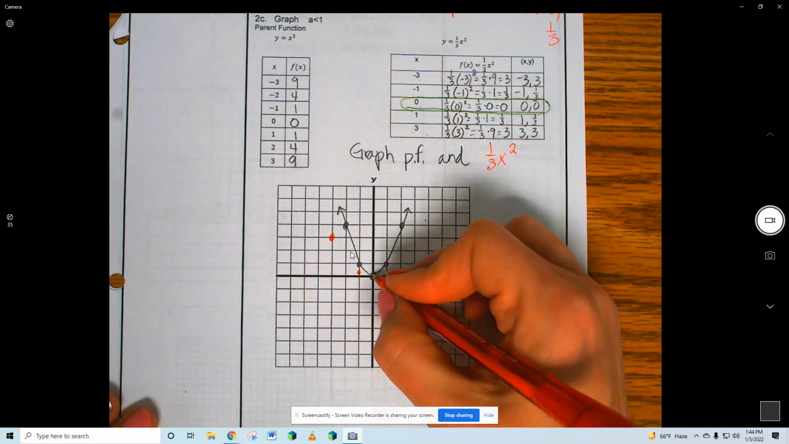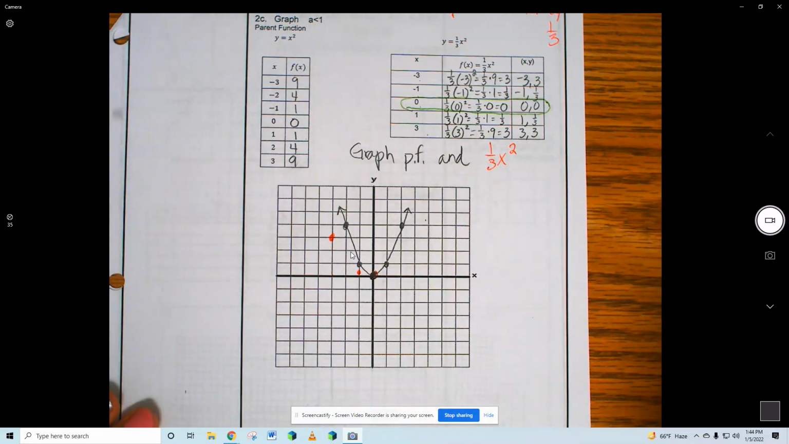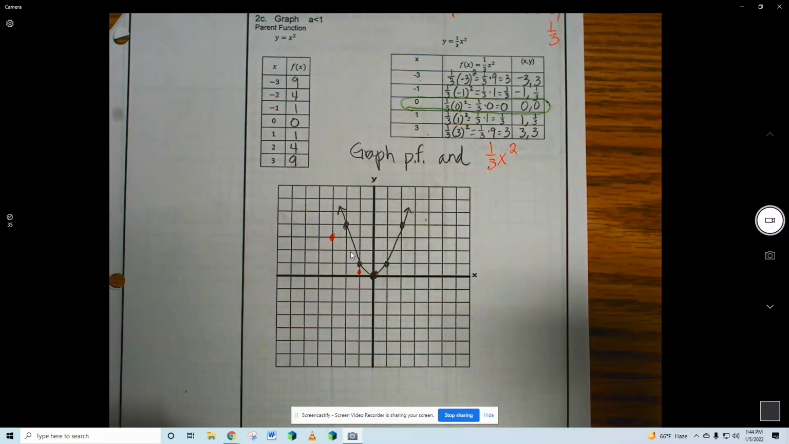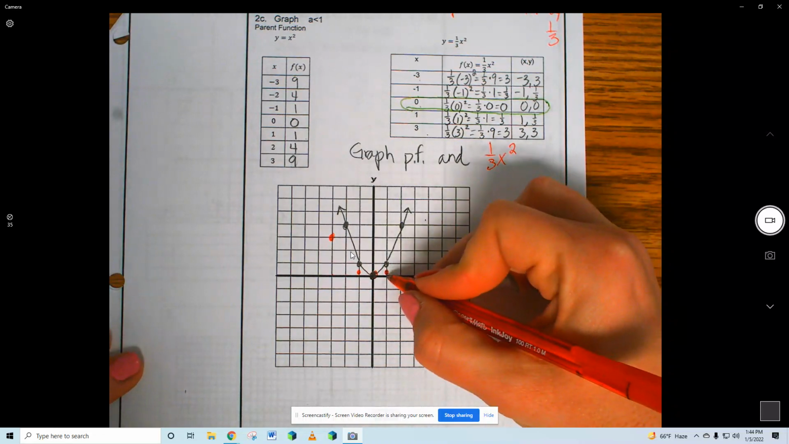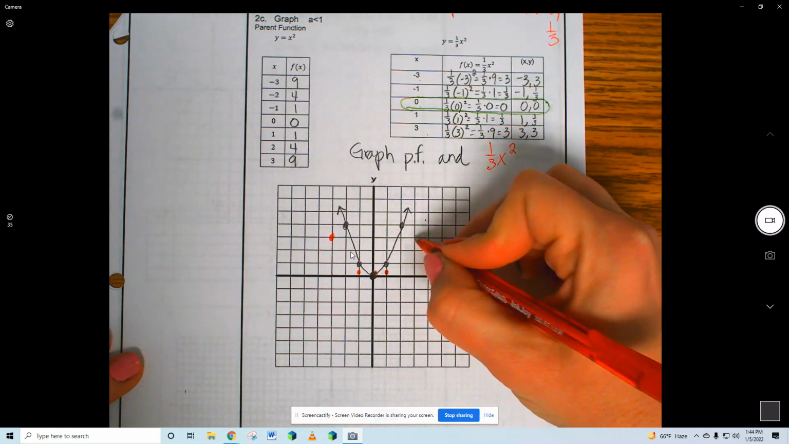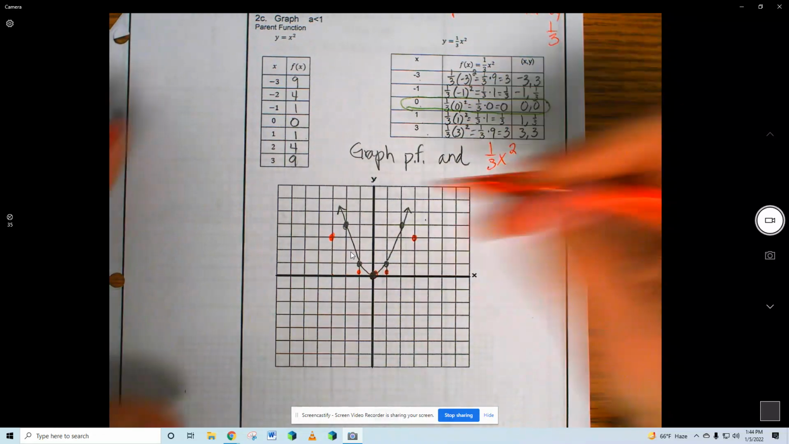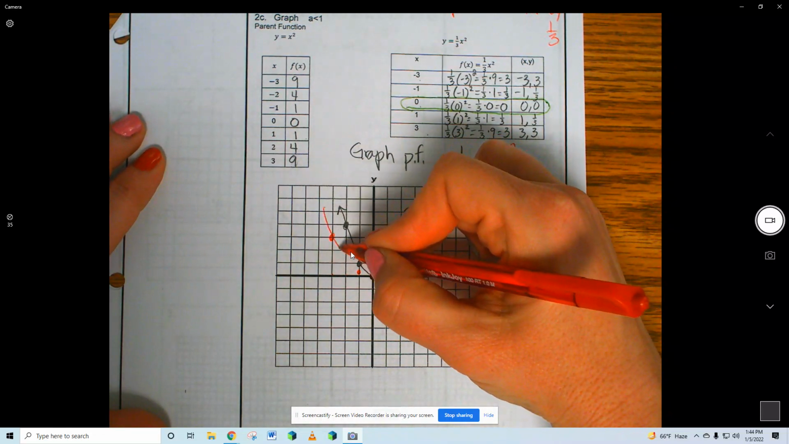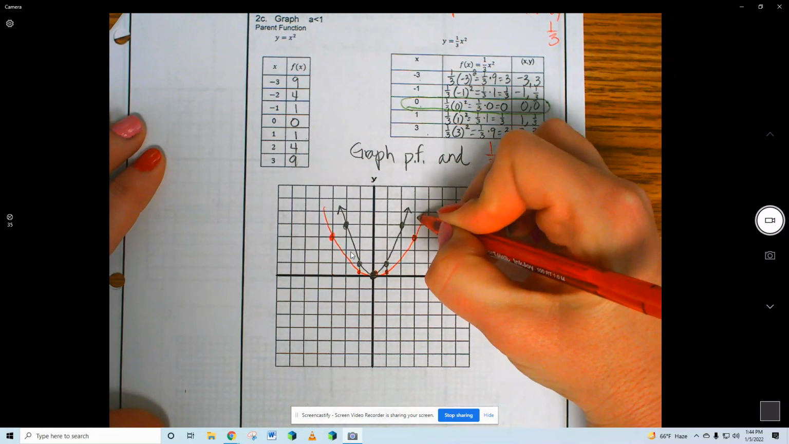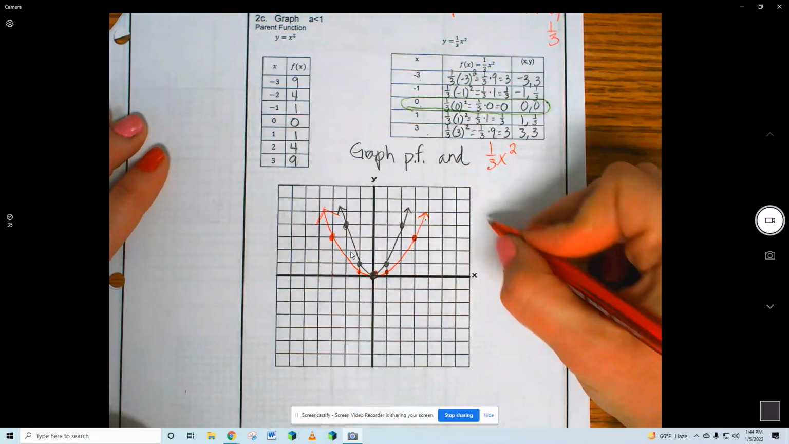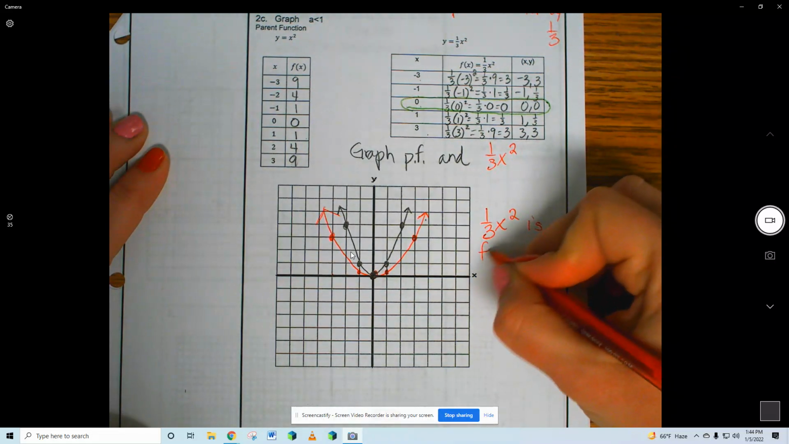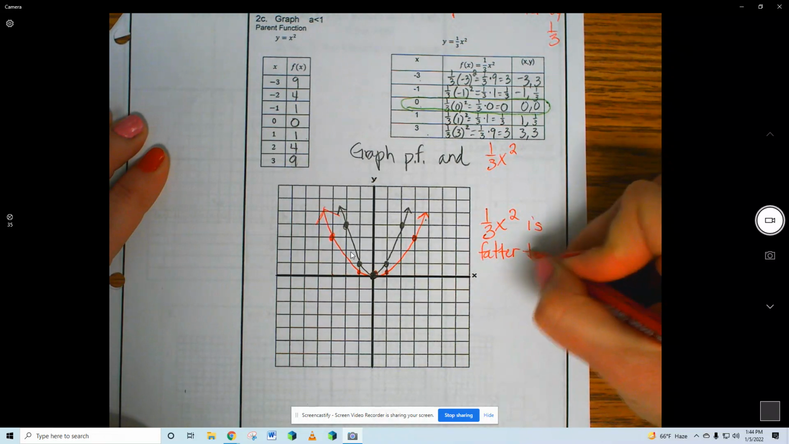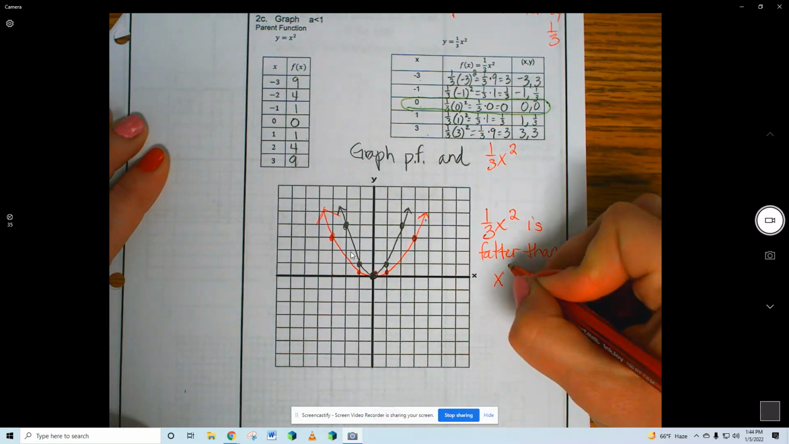0, 0. 1 to the right, up 1/3. 3 to the right, up 3. So 1/3 x squared is fatter than x squared.